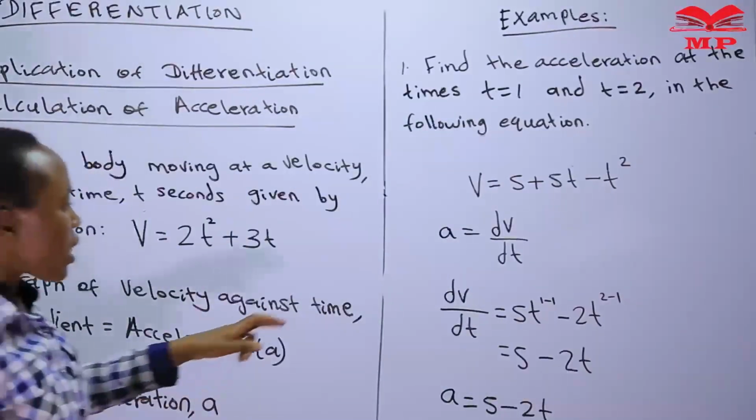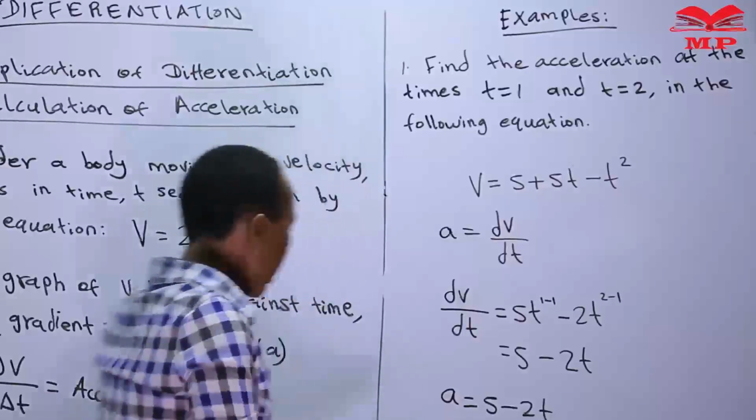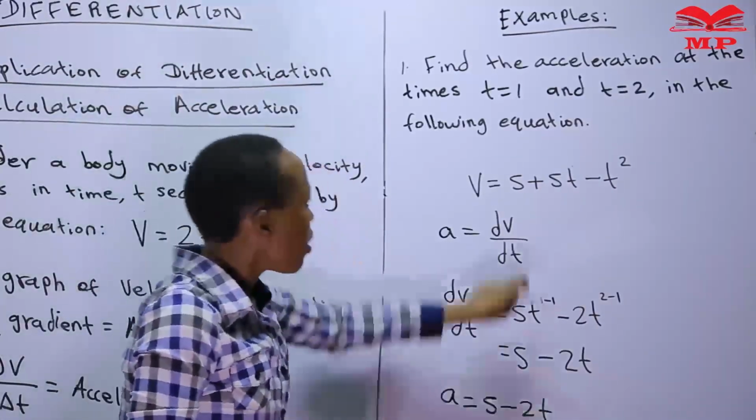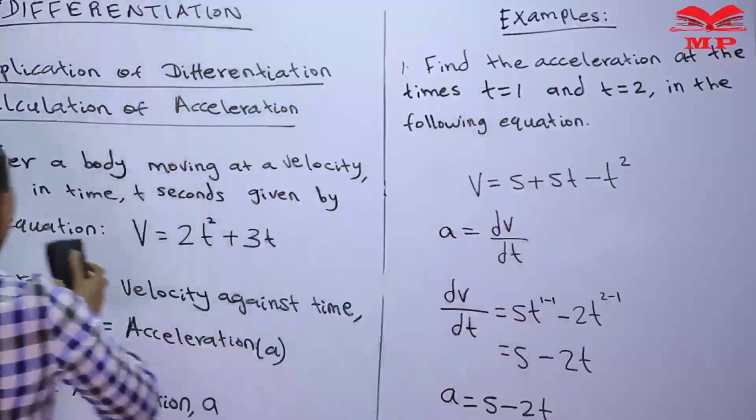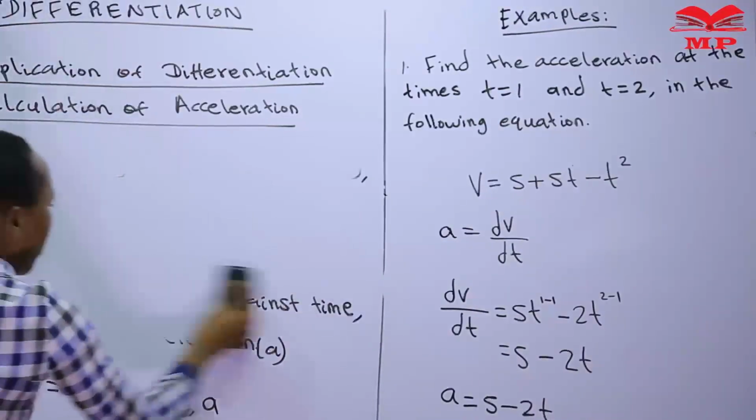We want to get the acceleration when t is 1. So we simply substitute the values of t, we substitute with 1. And therefore, we are going to have the acceleration.